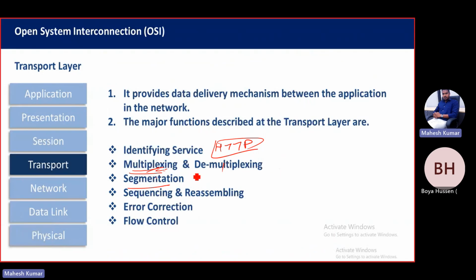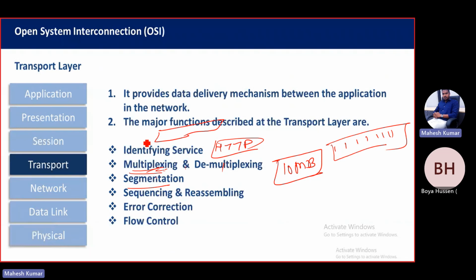Segmentation means it will break. Let's suppose a 10 MB packet is coming. It will break into 10 pieces: 1 MB, 1 MB, 1 MB, and so on. It will segment because the cable, your interface, your network is not capable of handling that much payload, like 10 MB of data at the same time. So it is breaking the packet and segmenting it bit by bit, sending and sending.